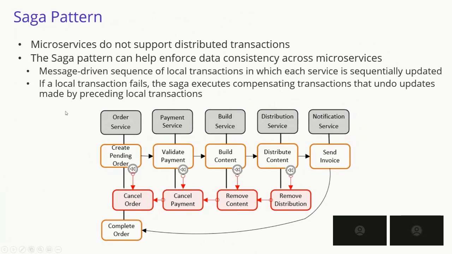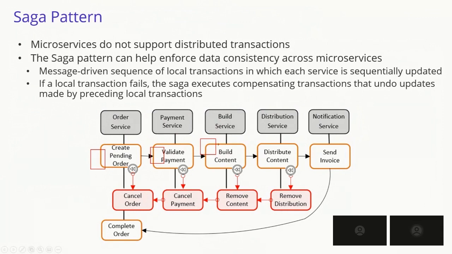We start our transaction. We create a pending order in the order service. And again, then we commit. So the data store in the order service, we commit the transaction right here, and we say this is done. Then we publish an event, and then maybe the payment service listens to the create order event. It grabs the information, it validates the payment, it updates its data store, it commits, then it sends an event. The build service listens for that event. It subscribes to it. It then builds the content that we're going to ship, updates its own data store, and commits.